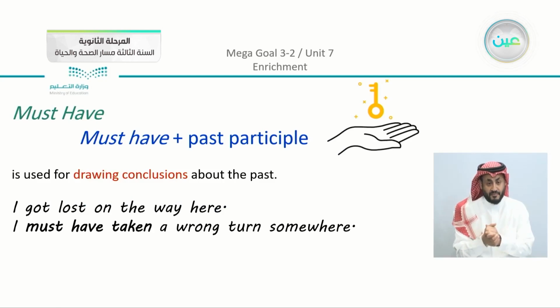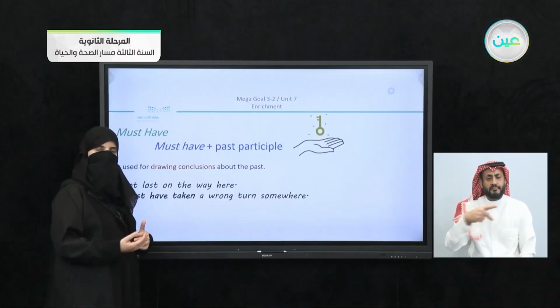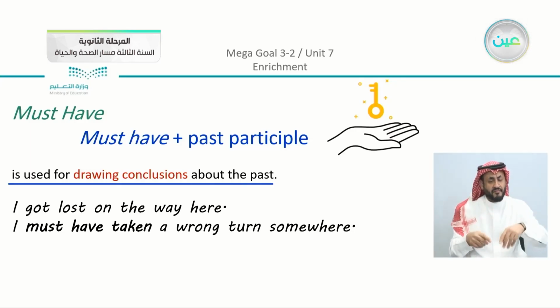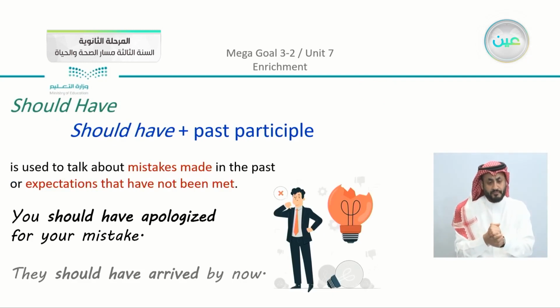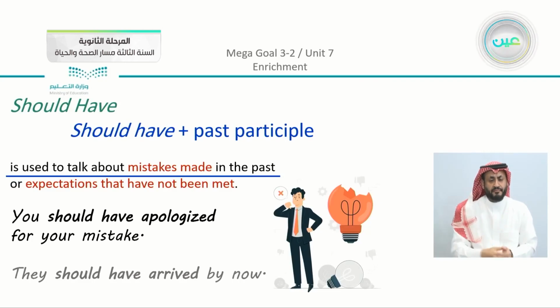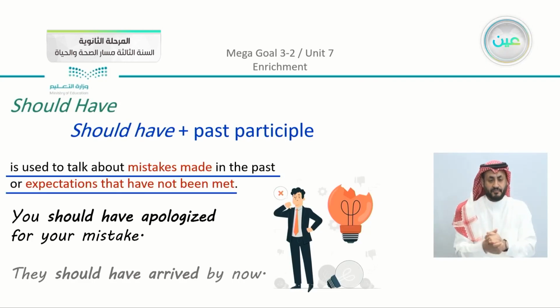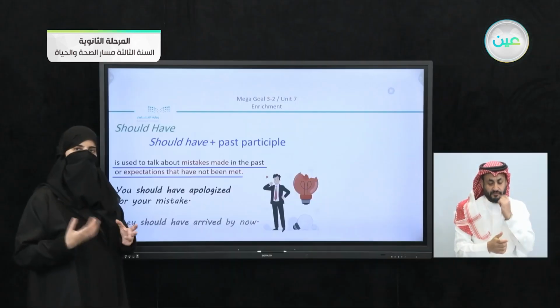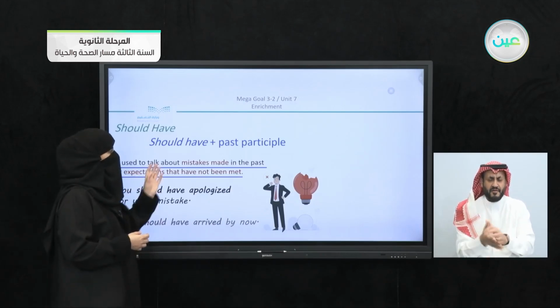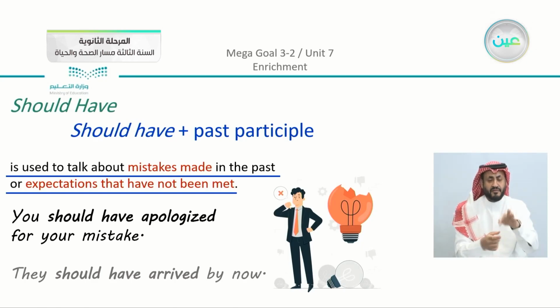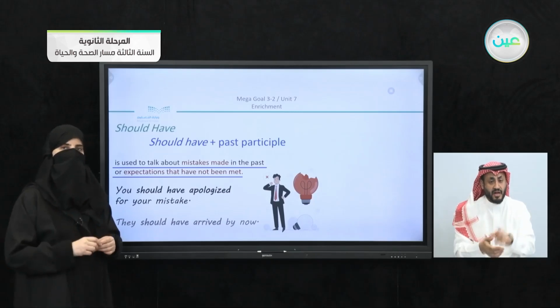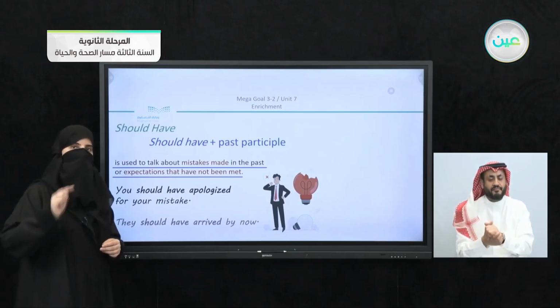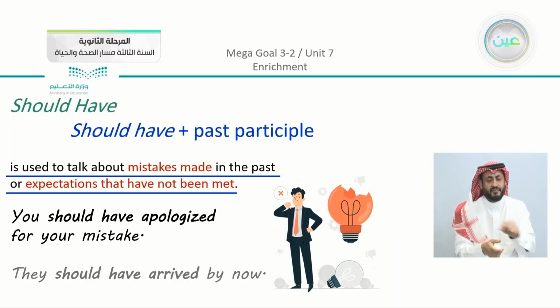Now moving on, we have also studied must. Now we have here must have also is used with the past participle, and the use that we studied is to draw conclusions about the past. We have more. We have should have plus the past participle. It is used to talk about mistakes made in the past, and also expectations that have not been met. Now when you make some kind of mistake and someone advises you or you advise someone else and say that you shouldn't have done that, or you should have done something else. Now we can say the examples here, you should have apologized for your mistake, or they should have arrived by now. So here we have the difference using should have.